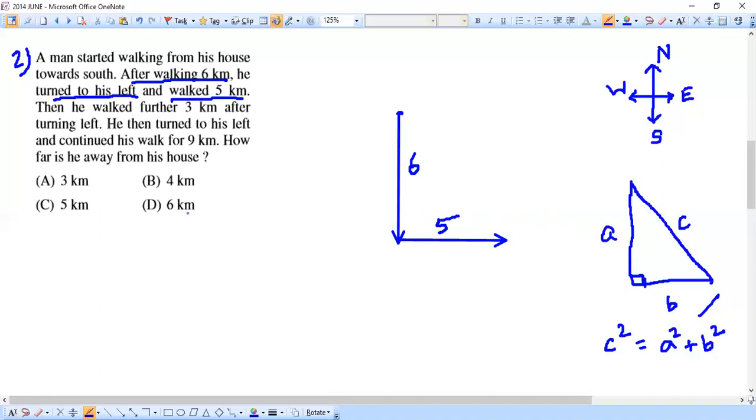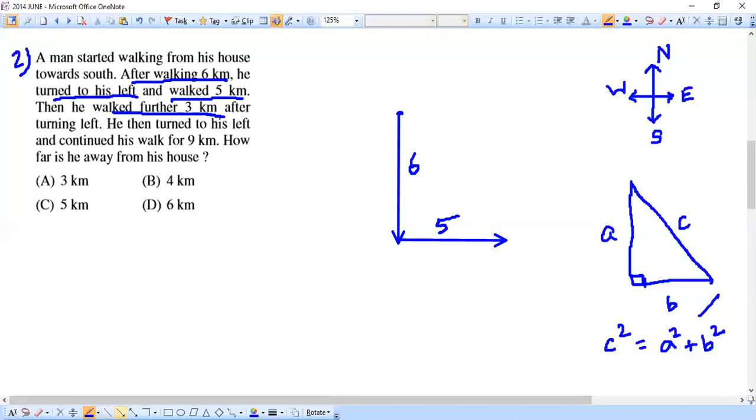Okay, and then he walked further 3 kilometers after turning left. So once again he is going to turn left and walk 3 kilometers. This is what is given. So from this point he is going to turn once again to the left hand side and walk 3 kilometers.